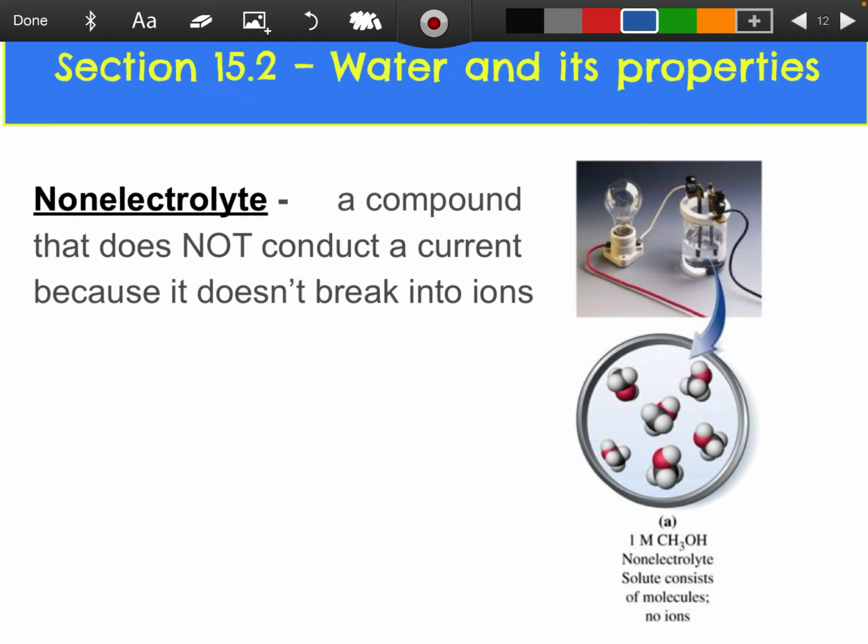A non-electrolyte is a compound that will not conduct electricity or not conduct a current because it doesn't break up into ions. So the molecules that stay together as a whole molecule are going to be non-electrolytes because they are not going to conduct a current.